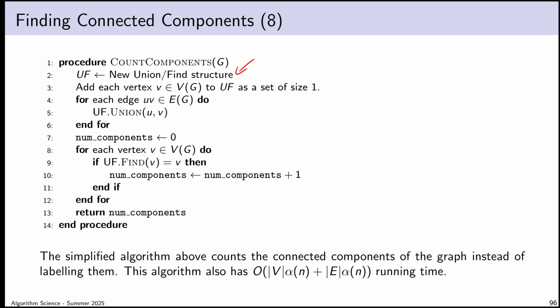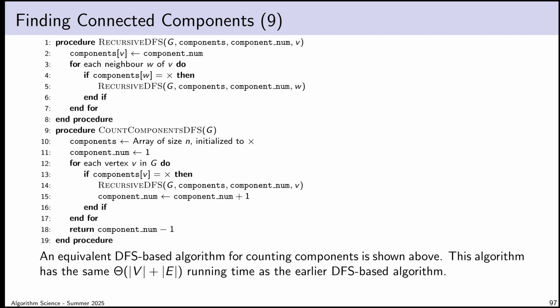So I make a new union find structure, I add each vertex as its own set, I go through each edge and perform union operations, and then I go through every vertex and I look for all the vertices that are their own representative. And the idea here is that what I'm doing is counting the number of roots of trees. So I just go through and I add 1 to my component count every time I see a vertex that is the root of its tree. And then I return that. Okay, so there's one way of counting components. It has the same asymptotic running time as the previous algorithm, but it's a bit cleaner as far as doing an experiment.